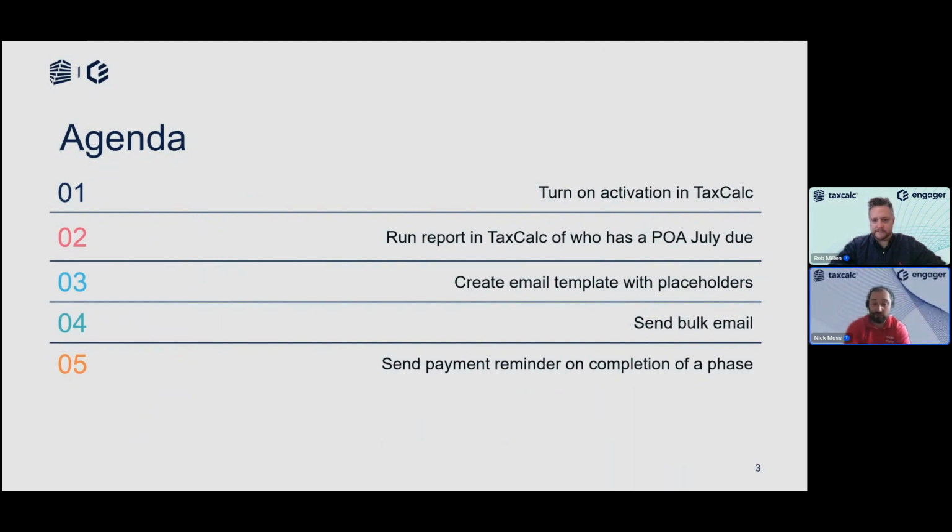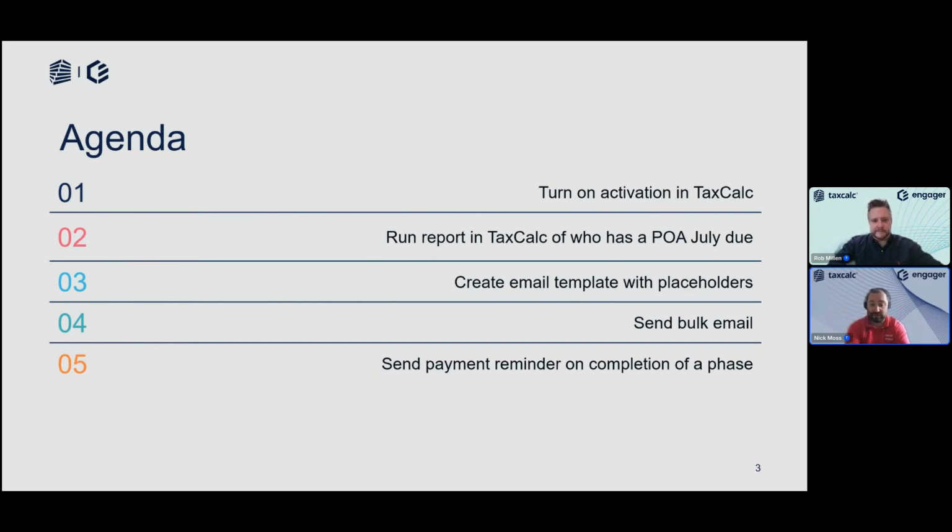Actually then running a report in TaxCalc of who has a payment on account July due. That'll be a really nice one, because it's a nice bit of functionality. It's been in the system for a long time, but probably not many users even know that exists. So I can show you how you can run that, so you can then go and select which clients need to receive the email in Engager.